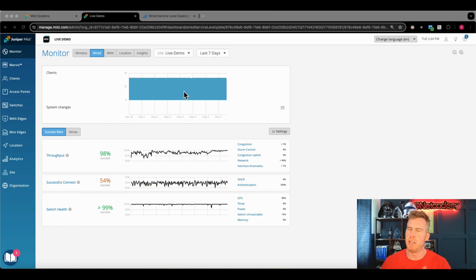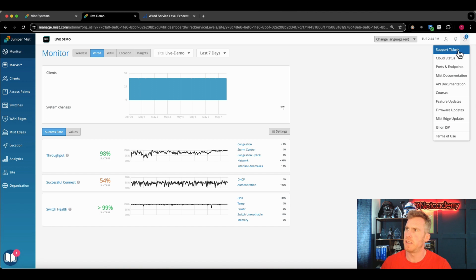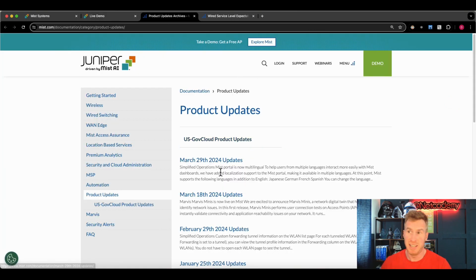And what is really, really good on Mist is that the documentation is publicly available. Underneath the question mark, just here, you can look at API documentation, courses, firmware updates, feature updates. If I click on here, due to the microservices, the last update in terms of features was on March the 29th, which is just over a week ago at the time of me doing this video. But look at the period of these feature updates, and that's all due to the microservices architecture.